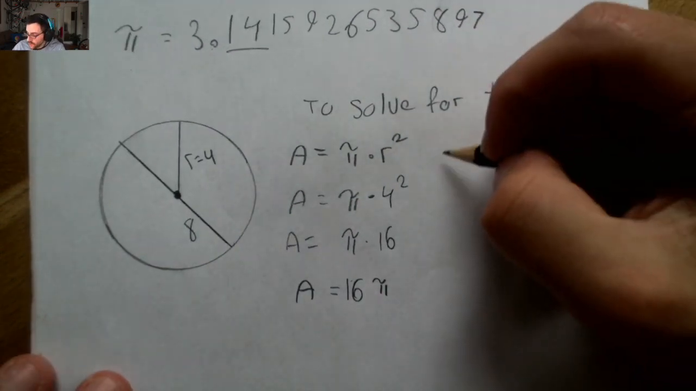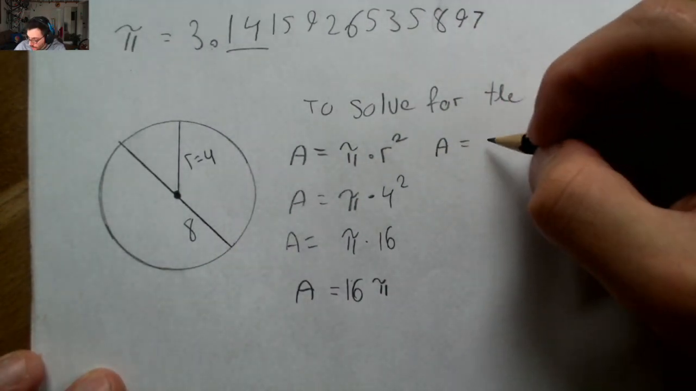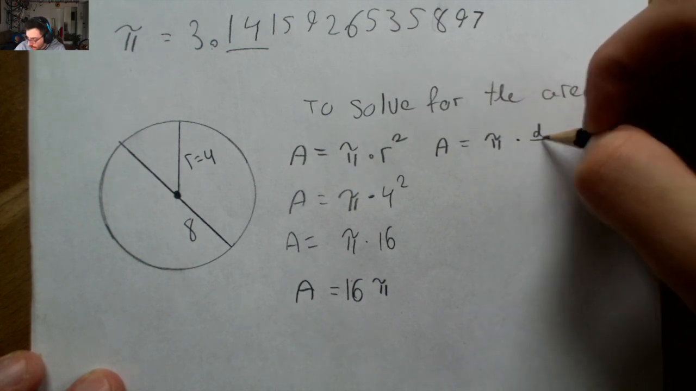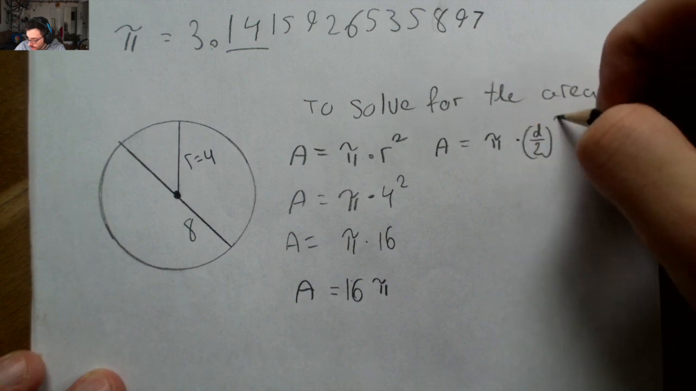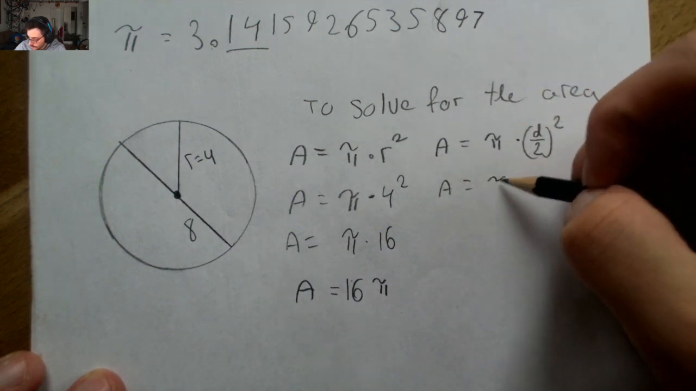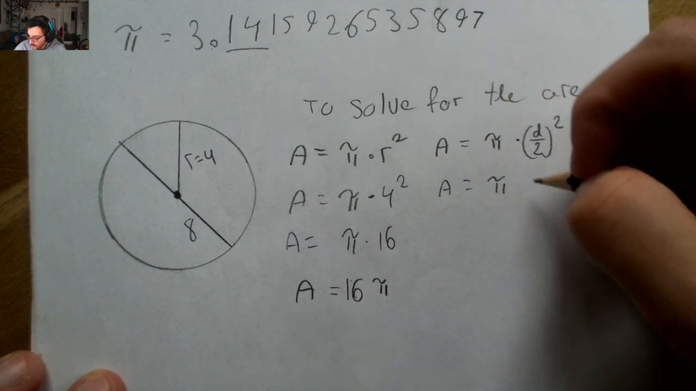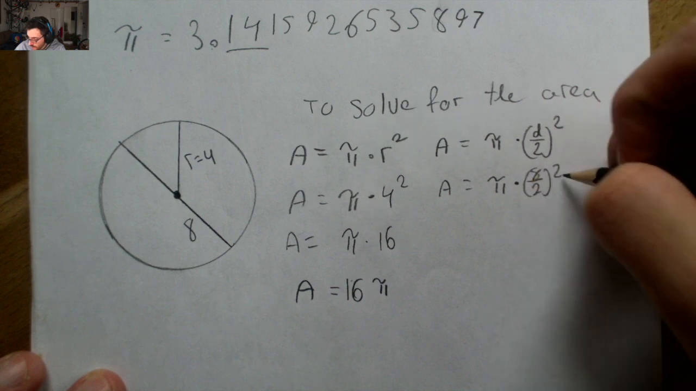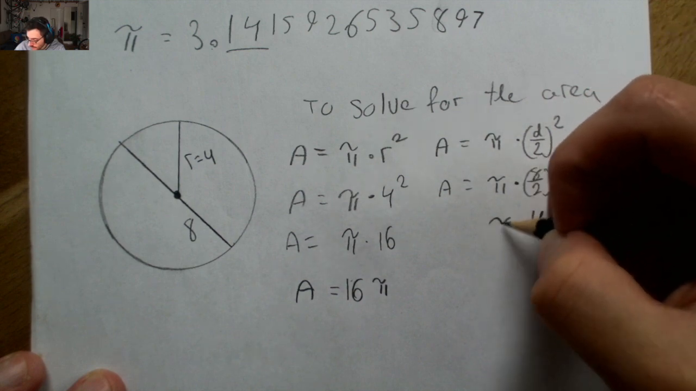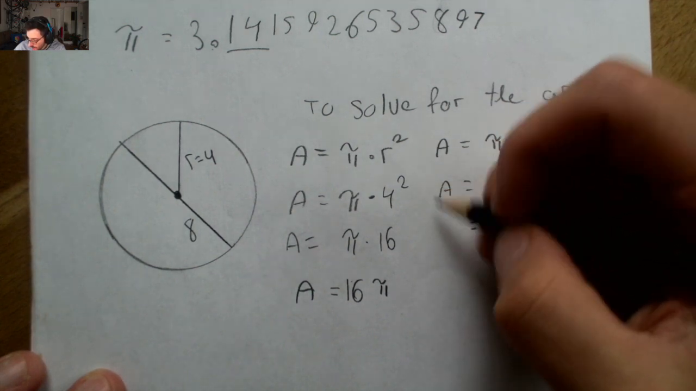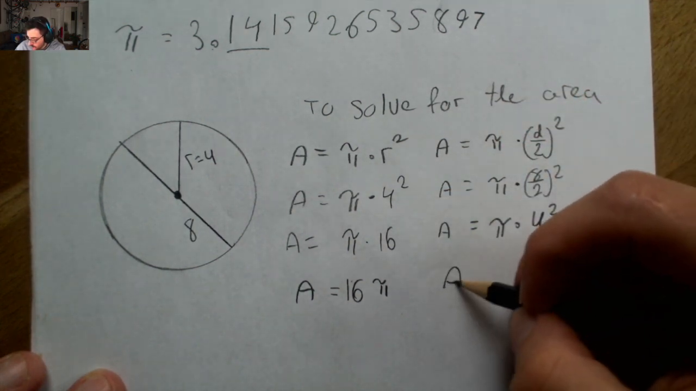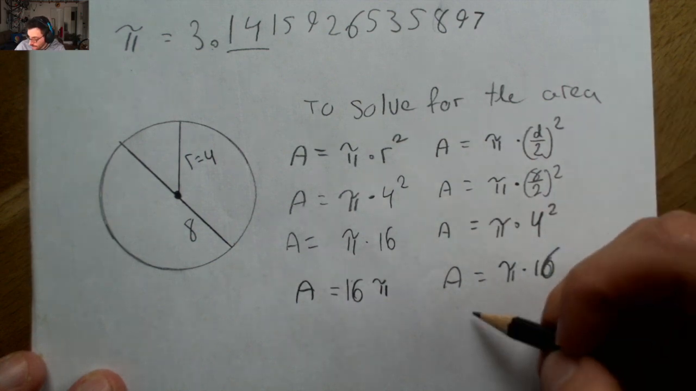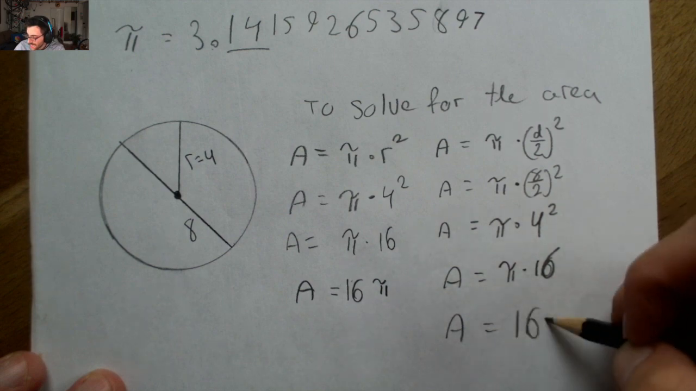If we were going to express this using our diameter, let's say area is equal to pi times our diameter divided by 2, squared, or 8 divided by 2 squared, which is the same thing as saying 4 squared once again. And obviously we're going to get the same answer. You might just have to do an additional step. So we end up getting 16 pi as our answer.